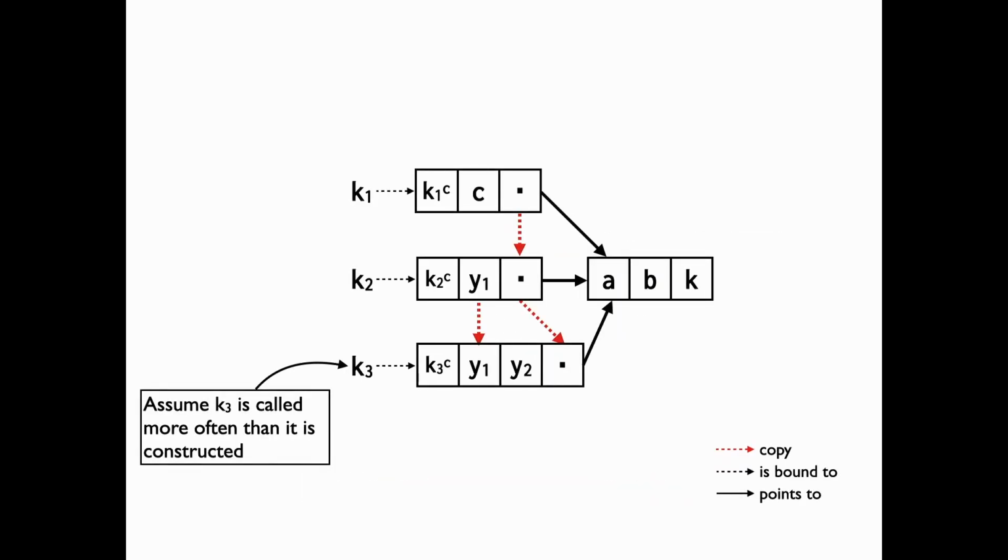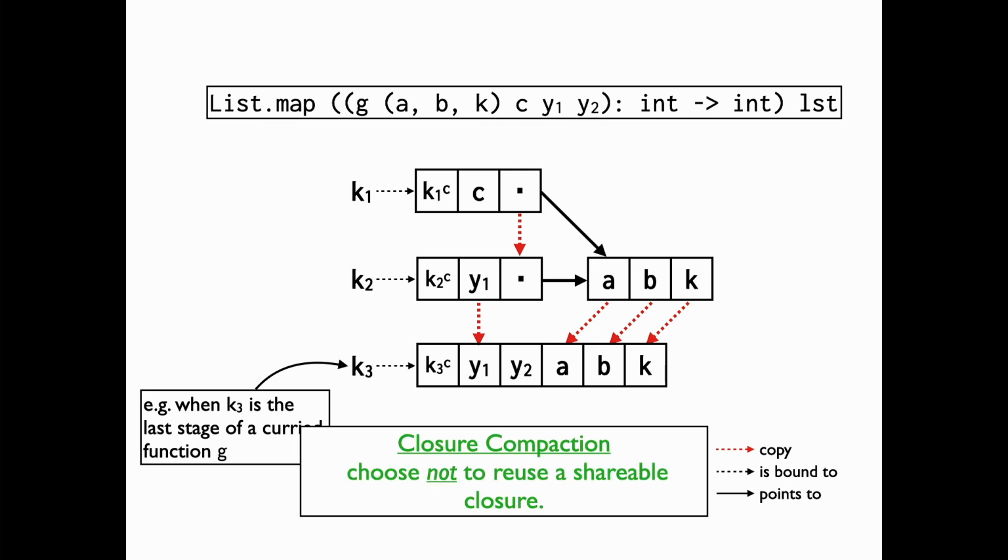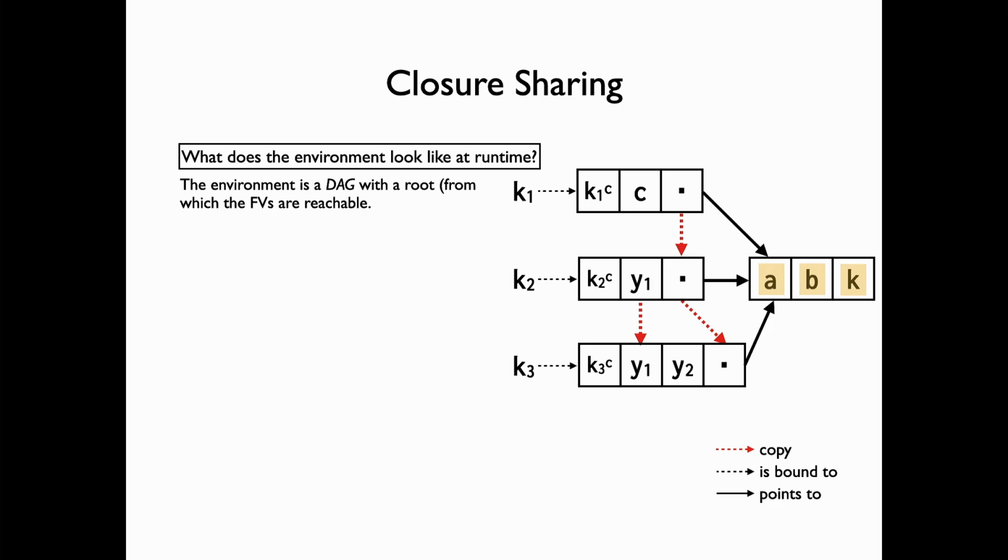At the same time, we have a third choice here, which is that if we somehow find out that K3 is called more often than it's constructed, so for example, if K3 is the last stage of a curried function that we've shown here, which is applied in a loop, we may decide to revert back to flat closure conversion for that ease of access. This will create more allocations, obviously, but the accesses are cheaper. So this is what we call closure compaction, which is we choose not to reuse a shareable closure when it is available.